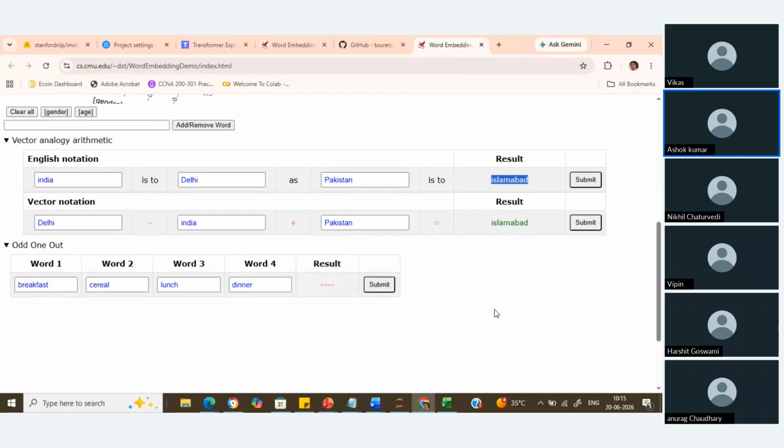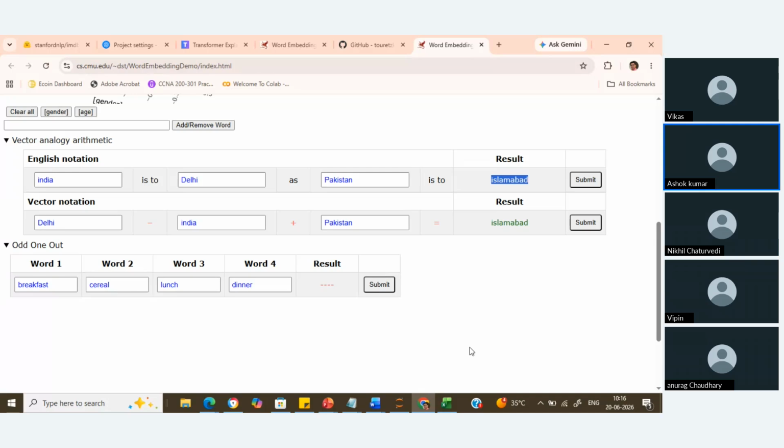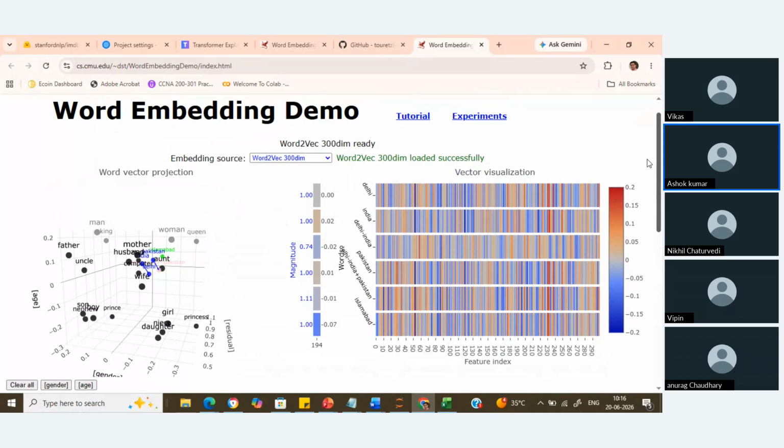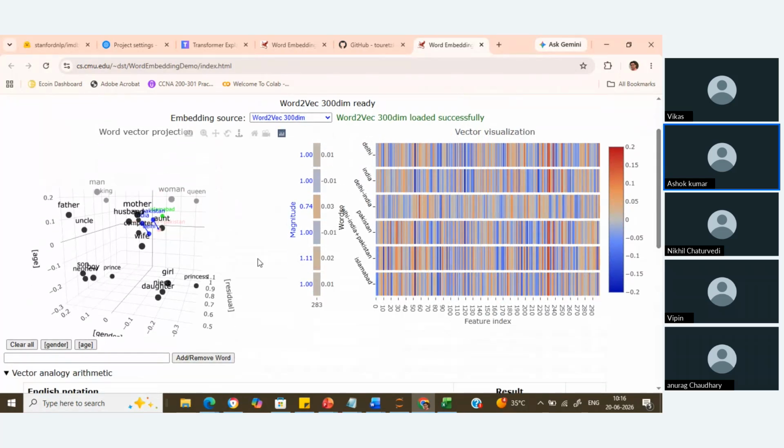Are all of you able to follow? Yes, sir. Okay, so I'm going to wrap up today's session. Tomorrow we'll start the discussion from the word embedding itself, and we will see the distance calculation piece and more. So that's it for today.